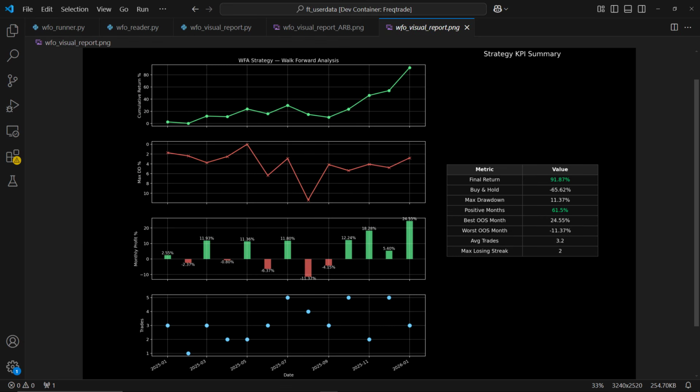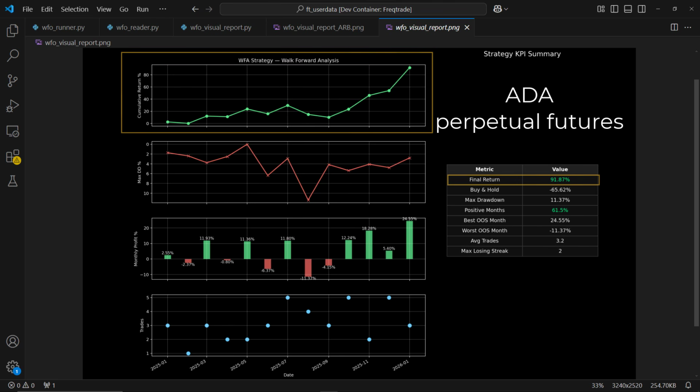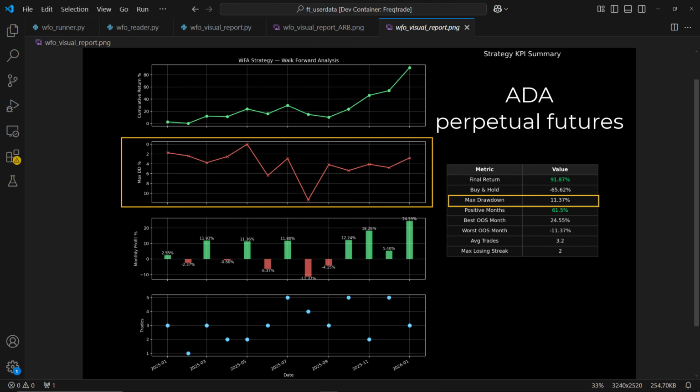The strategy also performed well on ADA perpetual futures, delivering a 91% cumulative return with a maximum drawdown of only 11%, further confirming the robustness and consistency of the overall approach. Of course, backtest results don't guarantee future performance.